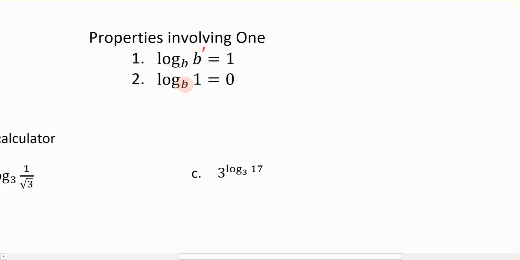The next one that's special among my properties involving 1 says that if I have log base b of 1, that's equal to 0. This one makes sense to me if I rewrite it from its log form into its exponential form like we practiced. This would be base b raised to the 0th power is equal to 1, because anything raised to the 0th power is 1. So really this is just a reverse of what we've already done.